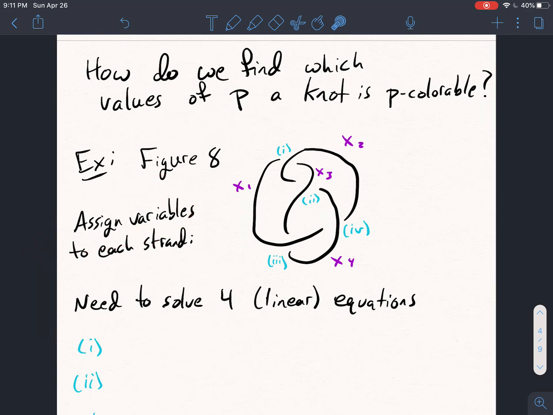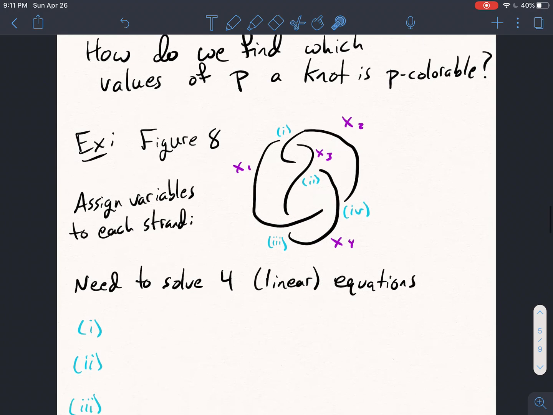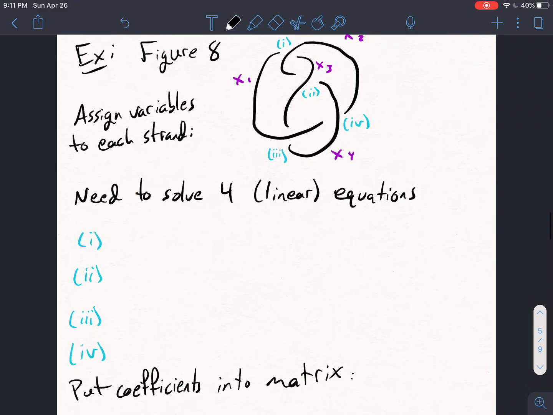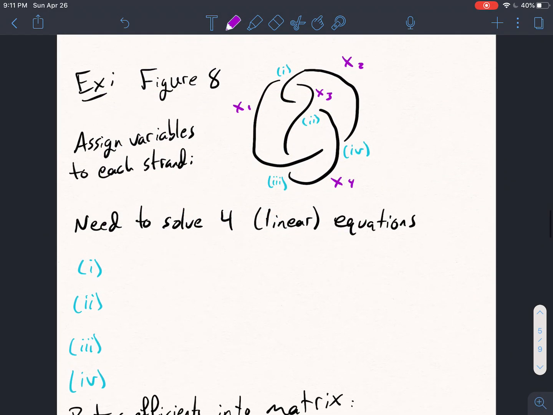Okay, so here's a diagram of the figure 8 knot, and the idea is, well, let's assign variables to each strand. So this first strand right here will be labeled by the variable x1. This second strand right here gets the label x2. This one gets x3, and this one gets x4. There are 4 crossings here, and therefore there are 4 linear equations that need to be satisfied for this to be p-colorable.